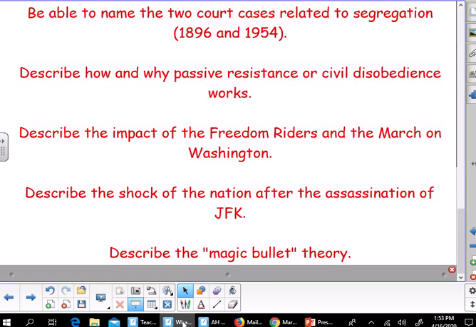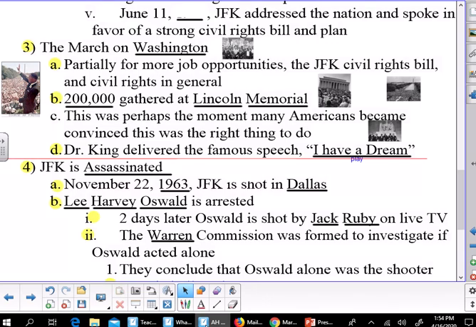So today, we've already covered our court cases. We've already covered civil disobedience. A few of you missed that on the worksheet. You want to make sure that you know that a sit-in is an example of civil disobedience. It is not the definition of it. It's just an example. We talked a little bit yesterday about Freedom Riders. Today is the March on Washington. And then we're just going to touch a little bit on the JFK assassination and the magic bullet theory, but really that's going to be much more Monday. And Monday you'll even have less notes because on Monday we're going to try a reenactment.